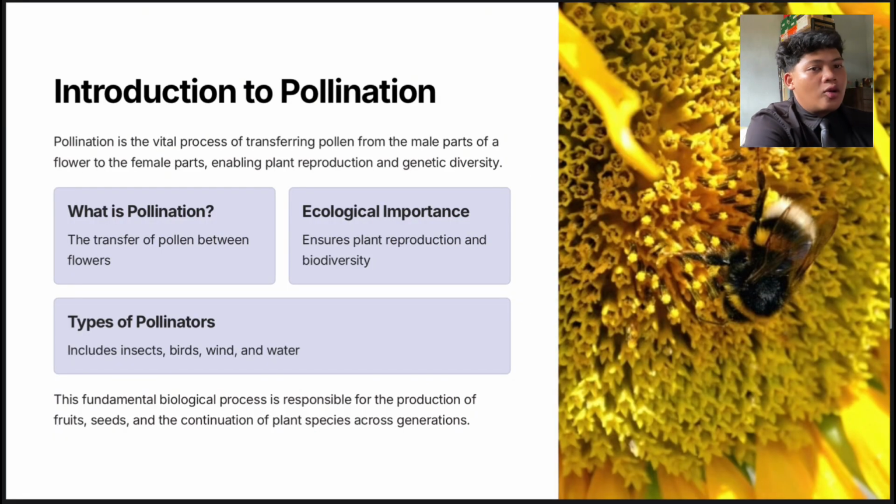In understanding the significance of pollination, we'll dive into the fundamental process that sustains plant life and diversity. First, what is pollination? Pollination is the transfer of pollen between flowers. Pollination is a vital biological process in which pollen is transferred from the male parts of a flower to the female parts, allowing plants to reproduce and maintain genetic diversity. It plays a crucial role in the production of fruit and seed and helps ensure the survival of plant species across generations. Pollinators, including insects, birds, wind, and water, facilitate the process by moving pollen between flowers. From an ecology perspective, pollination plays a critical role in supporting biodiversity and the overall health of ecosystems by facilitating the reproduction of flowering plants. This natural interaction between plants and their pollinators is fundamental to sustaining life on Earth.